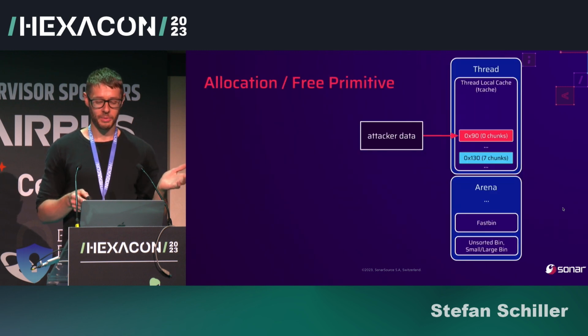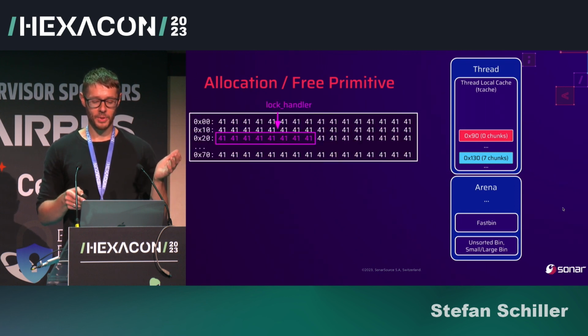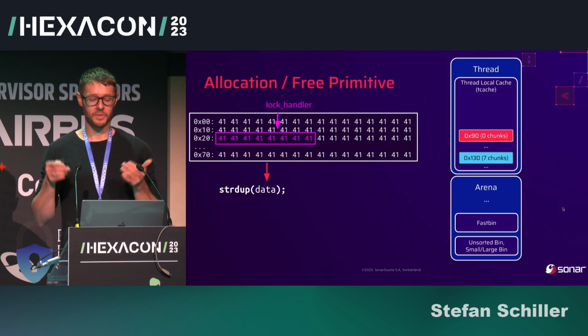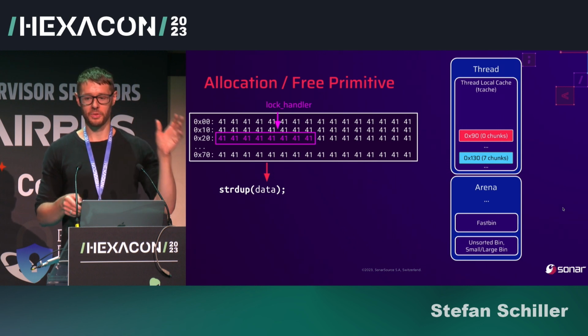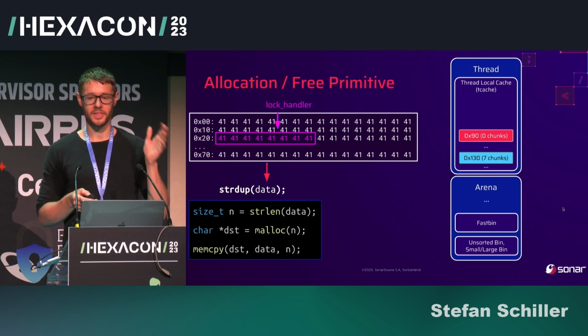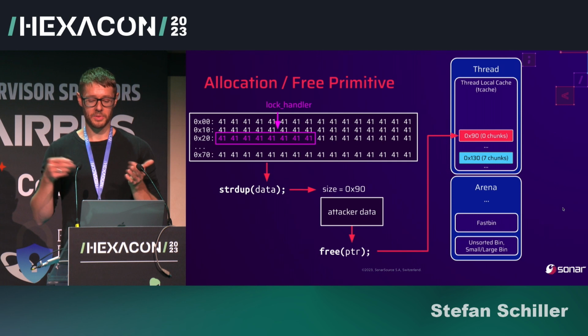For all of this to work, we crafted some attacker data which is freed to the hex 90 tcache bin. We populated this data so that the lock handler pointer, which resides at offset hex 20 this time, is overwritten. The primitive used for this is calling strdup to copy the data from a static buffer to the heap. And strdup is roughly similar to this. At first, the string length is determined, then an appropriate heap chunk is allocated, and at last, the data is copied to this chunk. So in this case, we filled up the data so that the string length would produce a chunk size suitable for the hex 90 tcache bin.